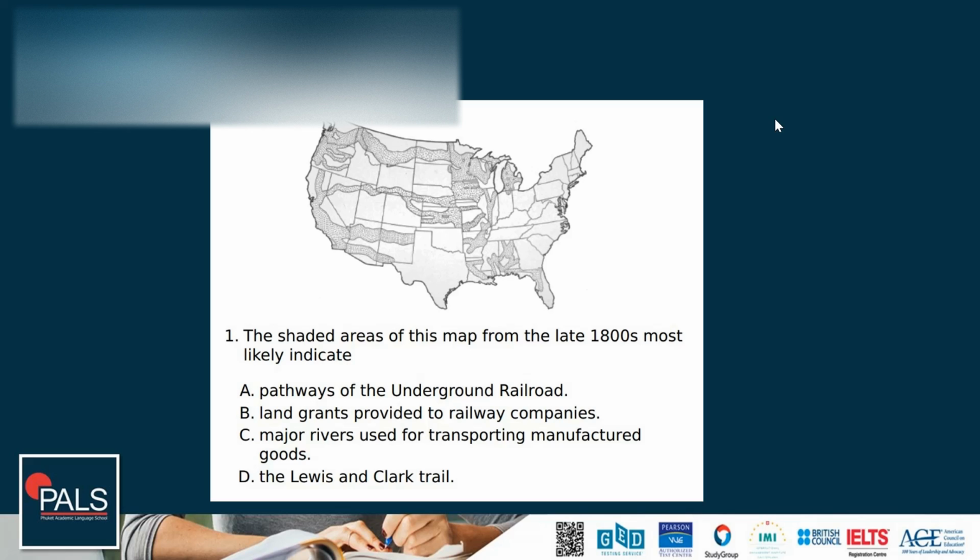A, pathways of the Underground Railroad. The Underground Railroad, if we've studied the Civil War and the time of U.S. history afterward, these would be traveling from the south where slavery was most concentrated to escape to the north and to Canada. That doesn't make sense. Most of these shaded portions are in the opposite part of the country. So B is the best answer for this.